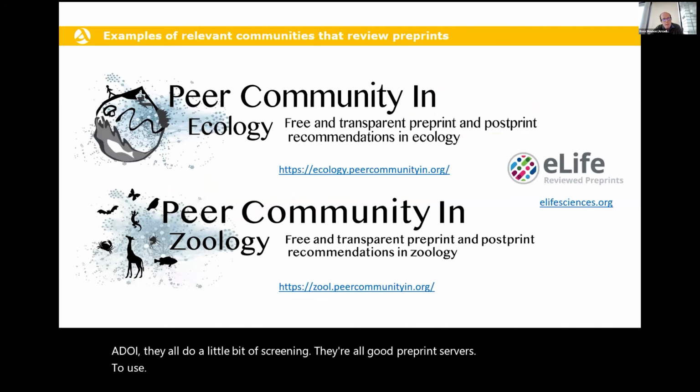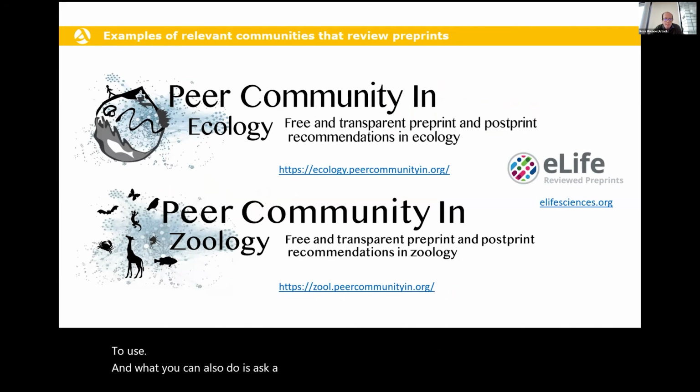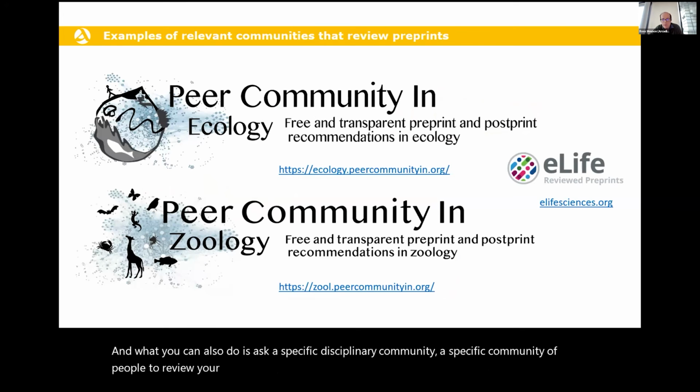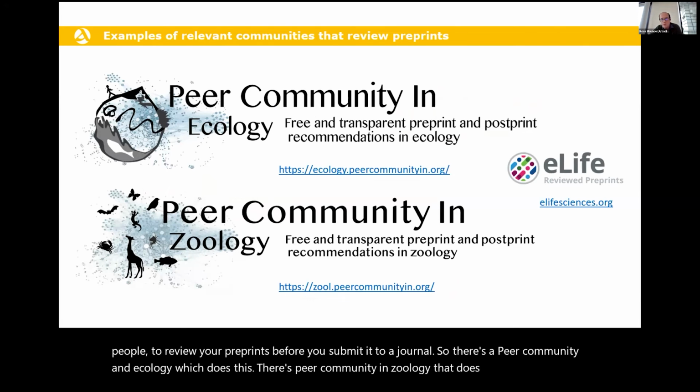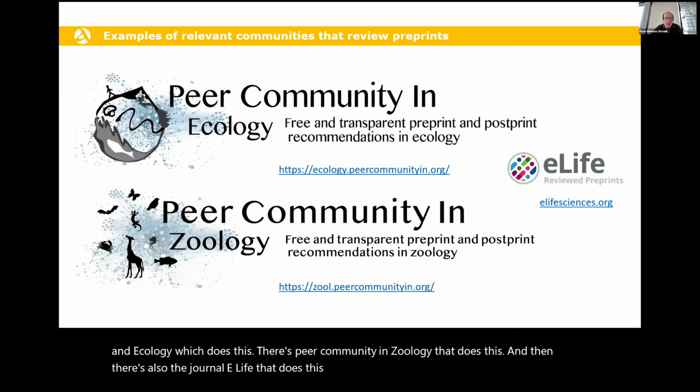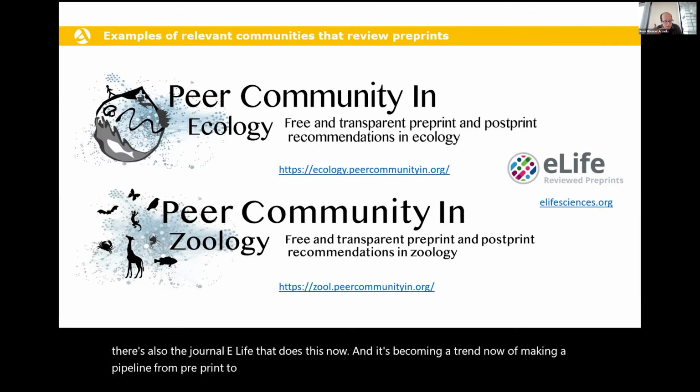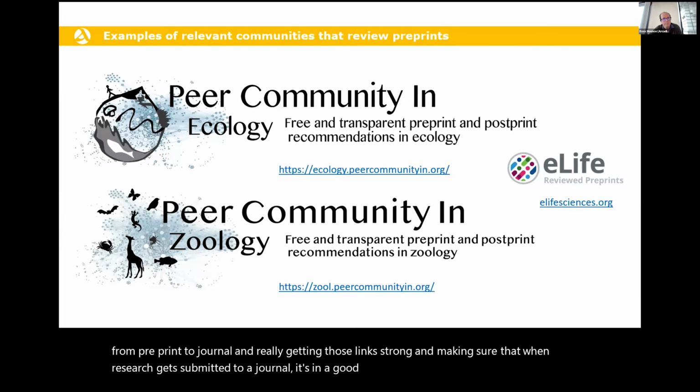What you can also do is ask a specific disciplinary community to review your preprint before you submit it to a journal. So there's Peer Community In Ecology, which does this. There's Peer Community In Zoology that does this. And then there's also the journal eLife that does this now. It's becoming a trend to make a pipeline from preprint to journal, and really getting those links strong and making sure that when research gets submitted to a journal, it's in a good state and it's robust.